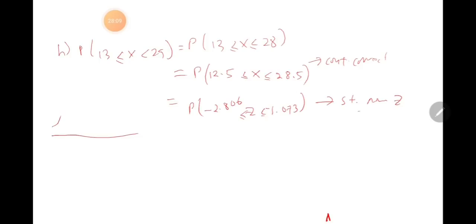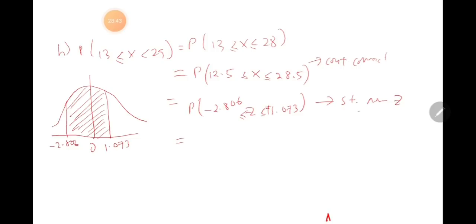Okay, so when you draw the standard normal, sorry, this one is positive. So standard normal 0 here. 1.073 is on your right hand side, negative 2.806 on your left. So you want this area in between.